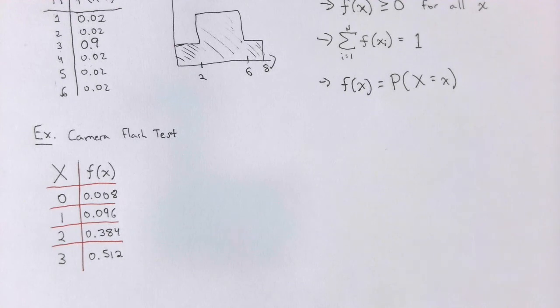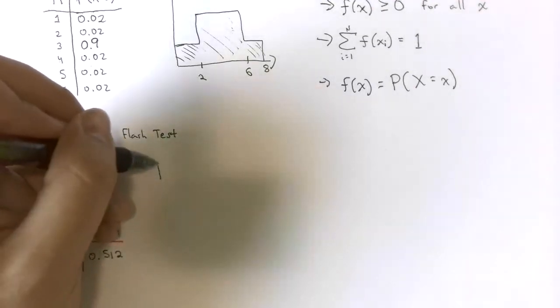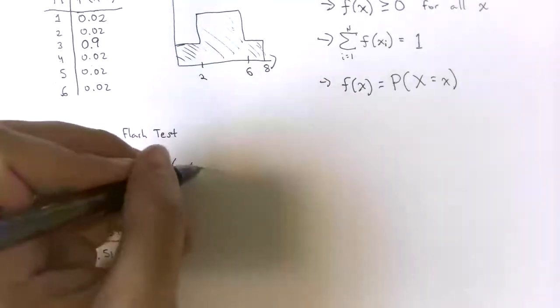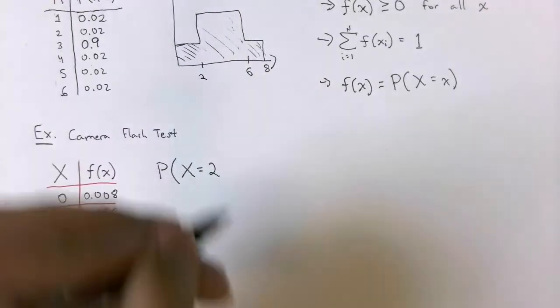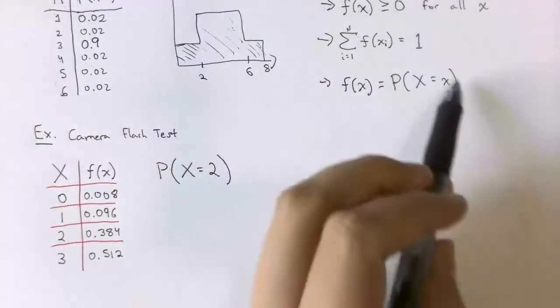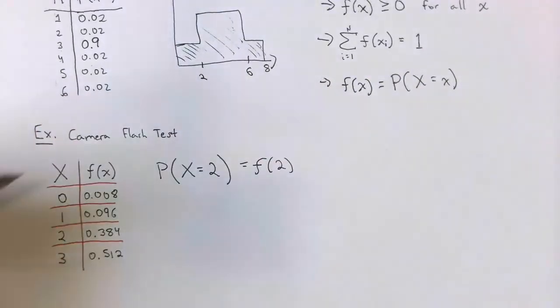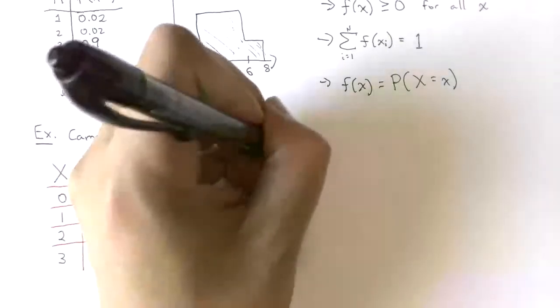But yeah, that's correct. So all we're doing here is putting our data together and then just looking at each outcome. That's it. So when I asked, what is the probability that the camera only passes 2 of the tests? Essentially what I'm saying is, what is the probability that my number of times the test passed is equal to 2? But we already know from this definition that that's the same as just the probability mass function of 2. And since that's already detailed in this table, then we know that that's going to be 0.384.